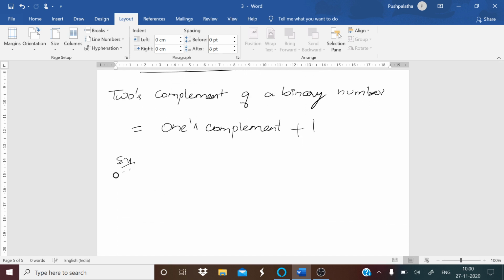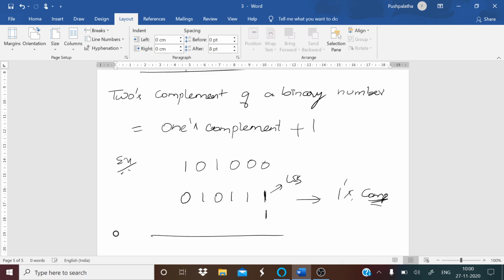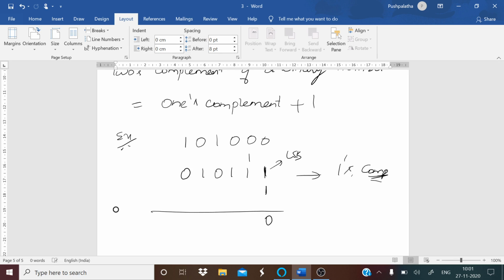Okay, so let us have an example. The example is 101000, the same example as we had taken earlier. What is the ones complement of this? 010111. This is your ones complement. Now add 1 to the LSB. This is your LSB, least significant bit. Add 1, following the method of binary addition. 1 plus 1 is 0 with a carry of 1. 1 plus 1 is 0 with a carry of 1. 1 plus 1 is 0 with a carry of 1. 1 plus 0 is 1, and this 0 is as it is. So this is the twos complement.